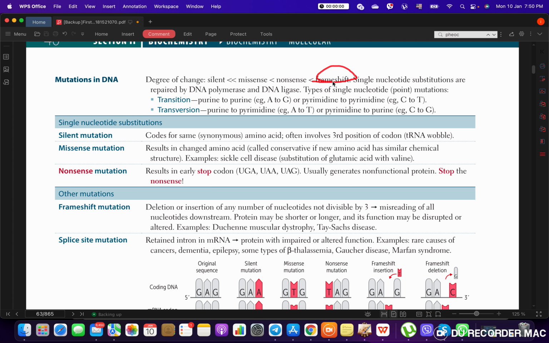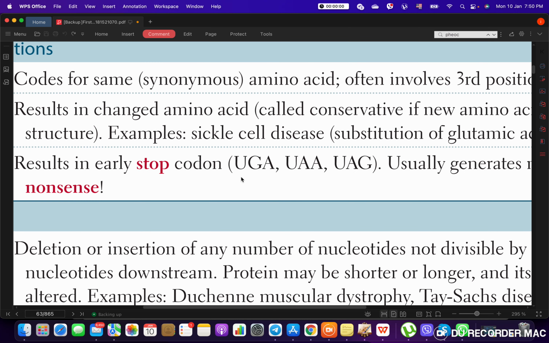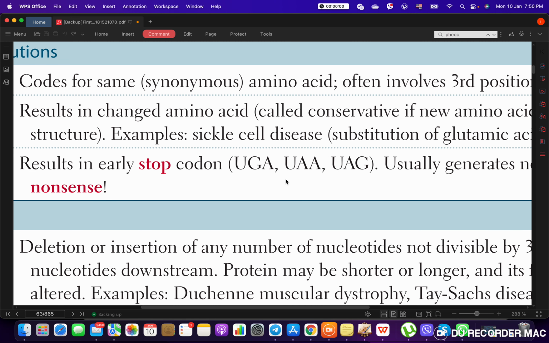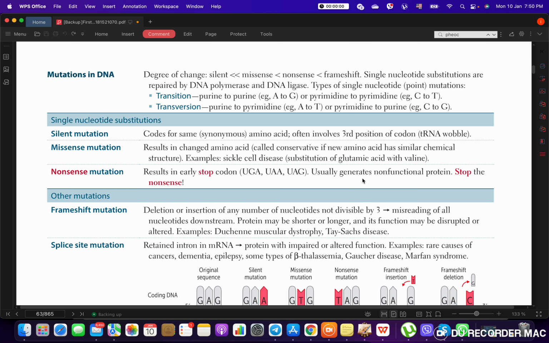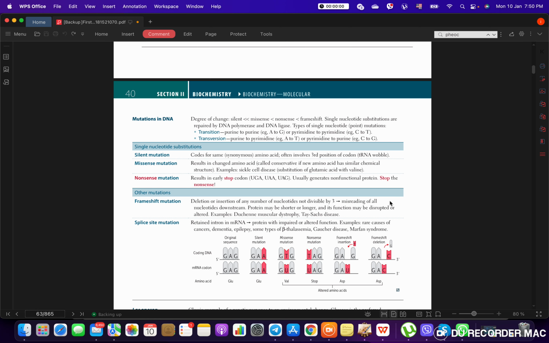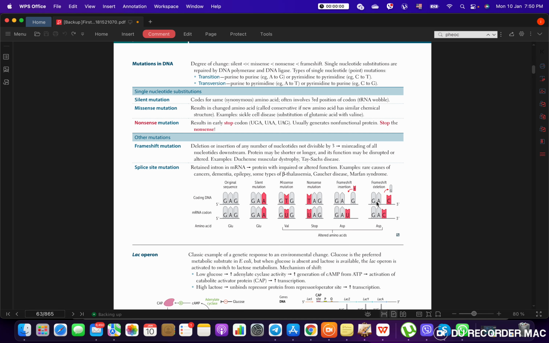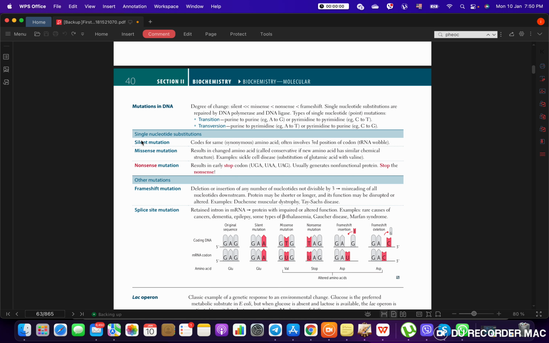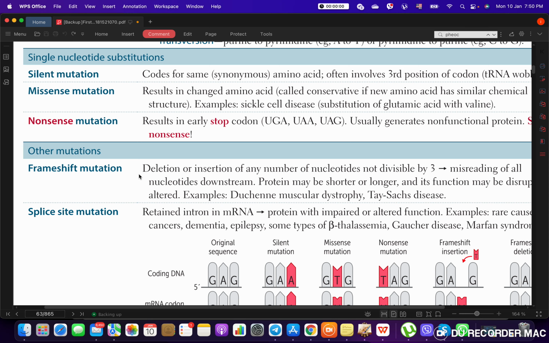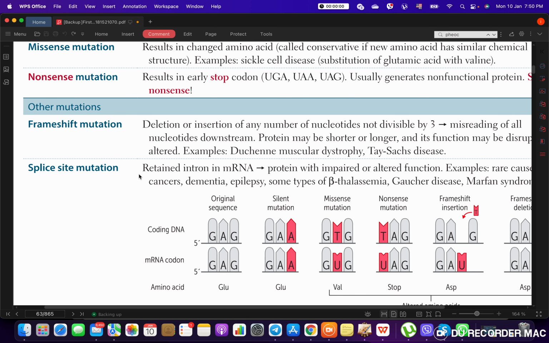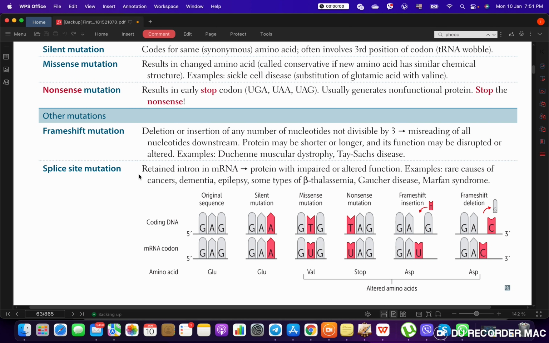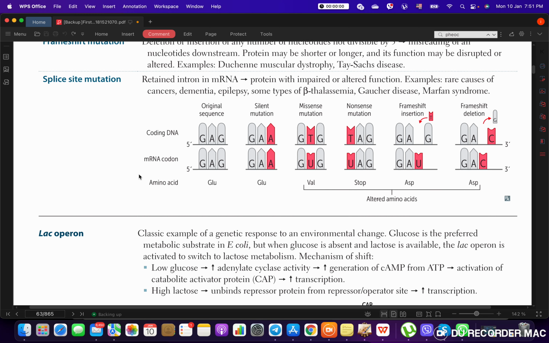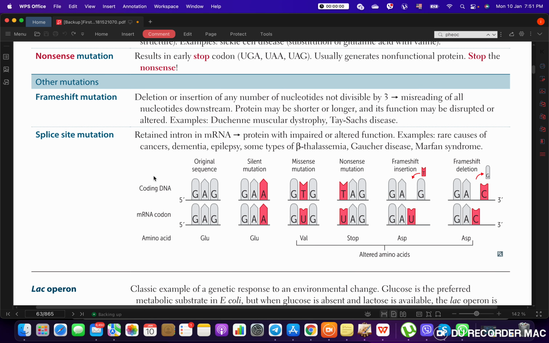And the frameshift is the worst of the worst. So let's take a look. The nonsense results in an early stop codon. So back in my time, we used to say, you go away, you are gone. These are the stop codons. They usually generate non-functional proteins. Thus, it's much worse than the missense, much worse than the silent. The other type, which is a frameshift mutation, which is a deletion of one of them, will make it bad. But before I speak about any of these, let me review the ones we already spoke about.